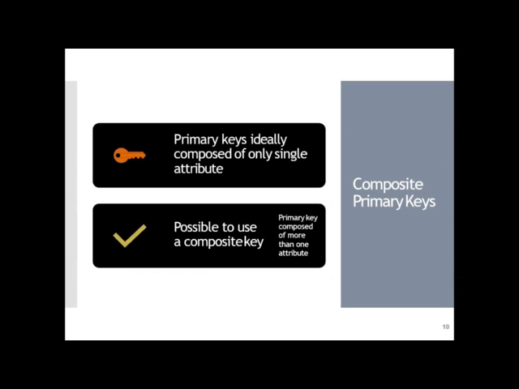So the difference between the primary key and the composite primary key is about the attribute that we use. In the primary key, the attribute is only single. But if we use composite key, it's more than one attribute.